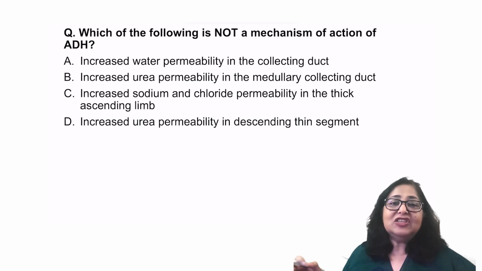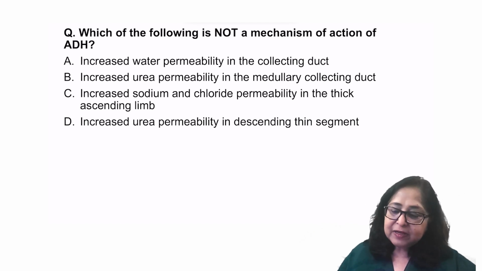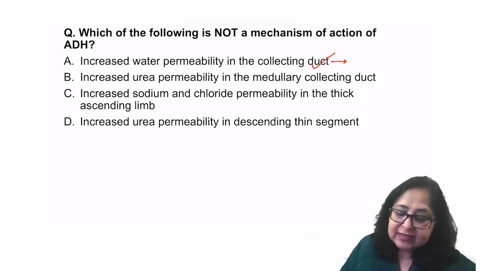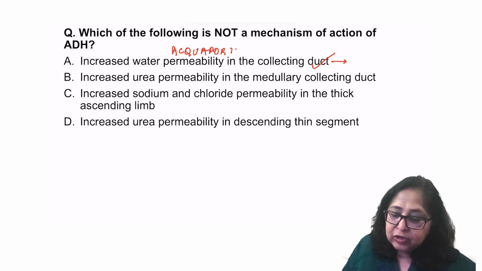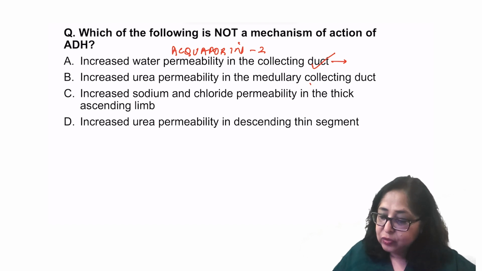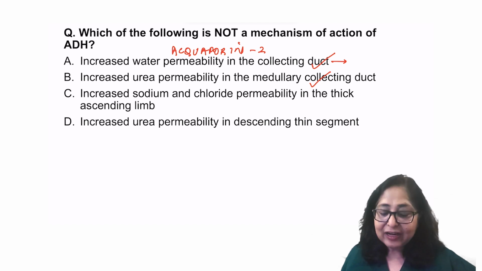Which of the following is not a mechanism of action of ADH? Increased water permeability in the collecting duct? Yes, this is an action of ADH. ADH increases the numbers of aquaporin 2 on the luminal membrane of the collecting duct cells. It increases urea permeability in the medullary collecting duct. Yes, this is also an action.